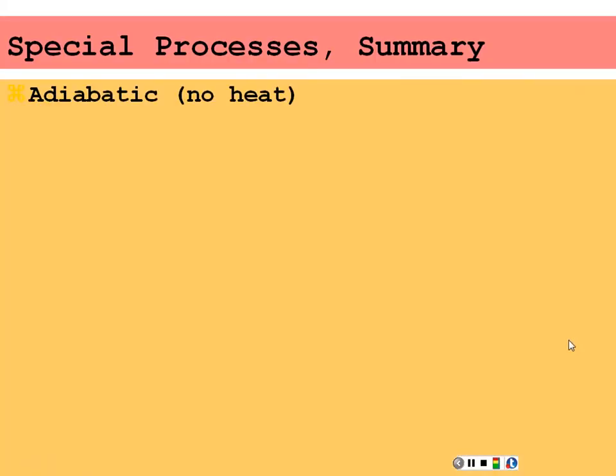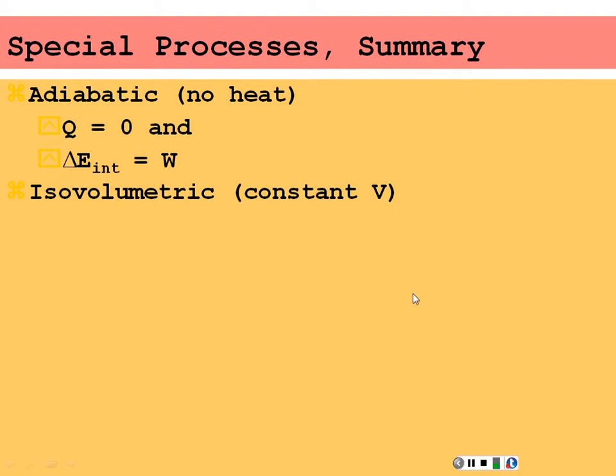So here's a summary of our special processes with the first law and transfer variables. If we have an adiabatic process with no heat, Q is equal to 0, and in this particular case, by the first law, the change in internal energy is equal to the work done on the system. Any work done on the system will go into a change of the internal energy in the state. Isovolumetric is a constant volume, which means we can't do any work, so no work done either on or by the system. And in that case, by the first law, the change in internal energy is equal to whatever heat we add to the system, positive or negative.